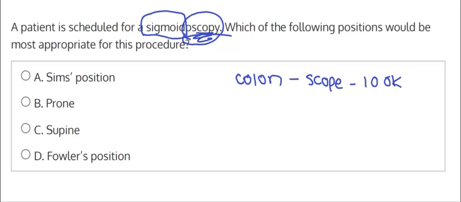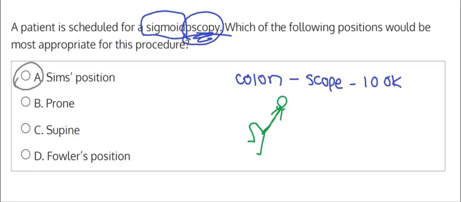Option A says the Sims position. And the Sims position is sort of like a side lie with a knee bent, leg out. They're like this, but they're on their side. So you have access to the rectum to go in through the colon, and they're positioned in a way where you have the side and you could get to their back and you could also see through their front. And this is in fact the position that is used for a colonoscopy, sigmoidoscopy, because you have easy access to everywhere you need to look and you can get your good views from that.